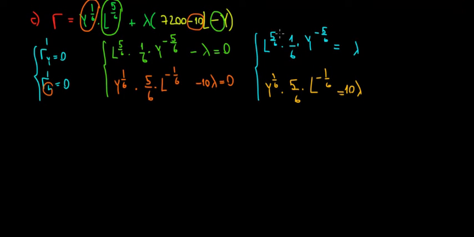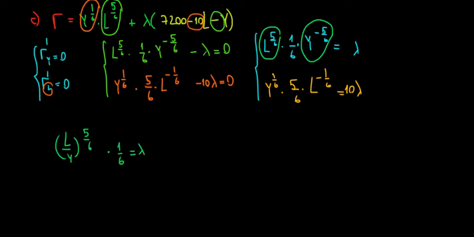Now, first of all, L to the power 5/6 times y to the power of minus 5/6. Well, this is a negative power, meaning that we could write it as 1 divided by y to the power 5/6. So we could write these two terms as one fraction. We will have L divided by y to the same power, to the power 5/6, multiplied by 1/6 equals lambda.